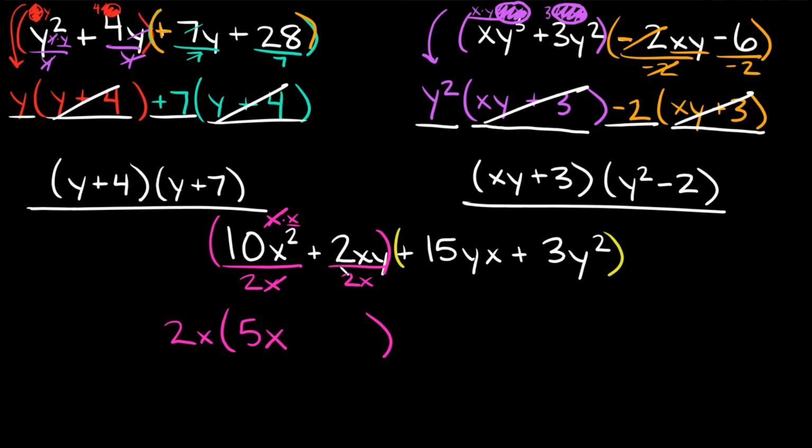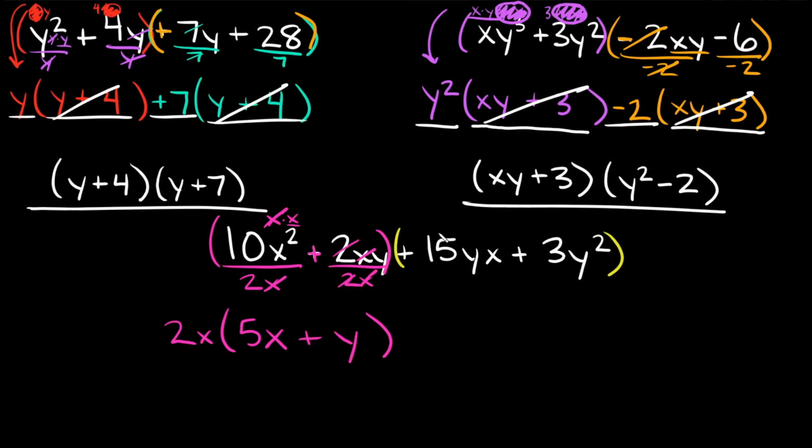And then here we have 2xy divided by 2x, right? So the 2 on the top and on the bottom cancel out. The x on the top and the bottom, those cancel each other out. So then we're just left with this y right here, right? So positive y, plus y right there.